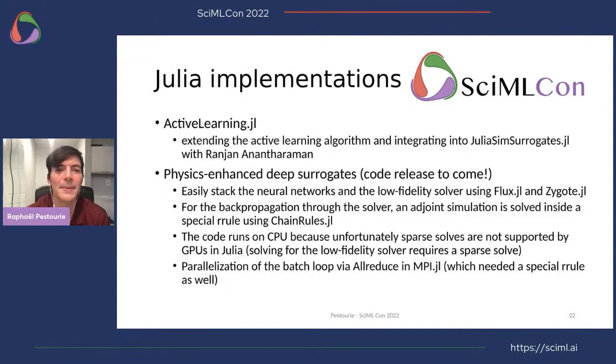But it was easy to stack the neural network with the solver layer using Flux.jl and Zygote.jl. And for the backpropagation through the solver layer, under the hood, what it's doing is an adjoint simulation that is solved inside an rrule that was custom defined using ChainRules.jl. And the code runs on CPU, unfortunately, because it uses sparse solves, which are not supported on GPUs. Solving for the low-fidelity solver in my case required a sparse solve. But I did parallelize the batch loop when training the model using MPI.jl and the allreduce function, which also needed another specific rrule.